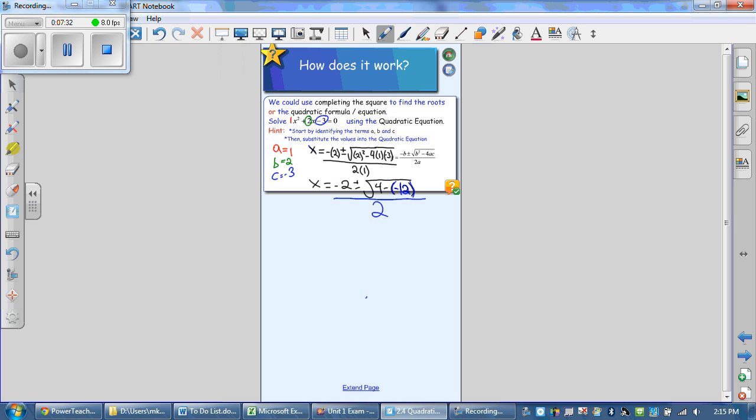Underneath the root sign. 4 minus negative 12. 16. Minusing a negative is like adding. 4 plus 12 is 16. So we have negative 2 plus or minus the root of 16 divided by 2.